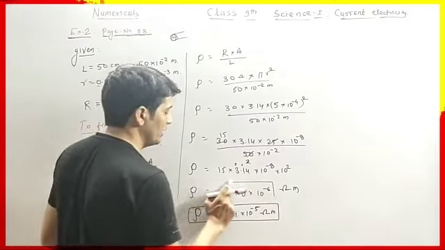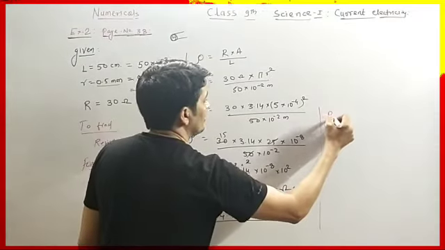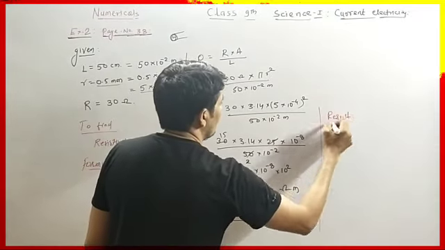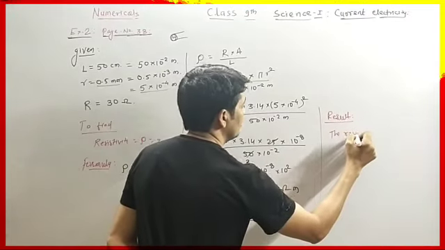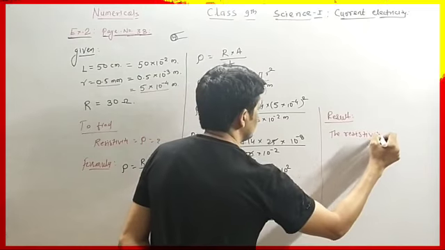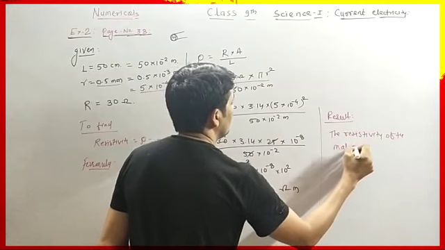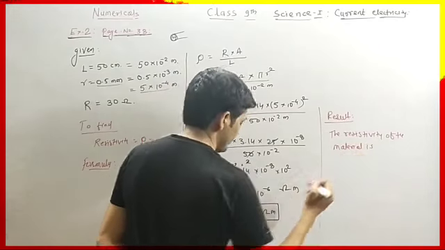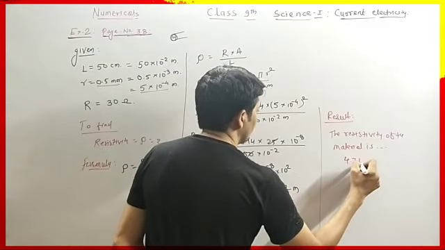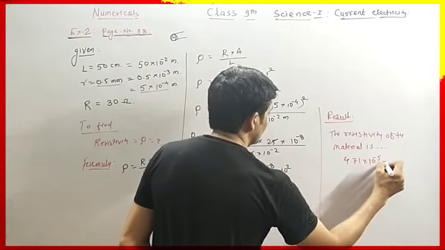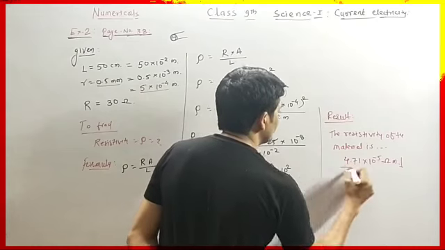Okay, so I am going to erase this one now. Result. So what will be the result? The resistivity of the material is 4.71 into 10 to the power minus 5 ohm meter. So this is the answer.